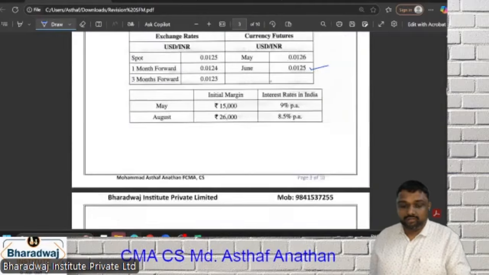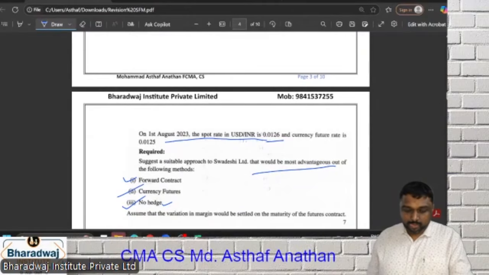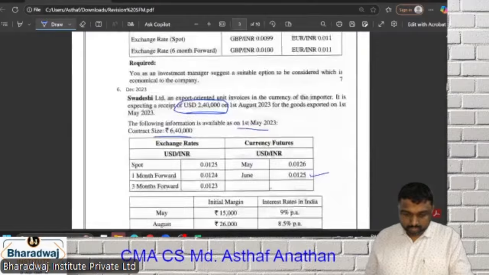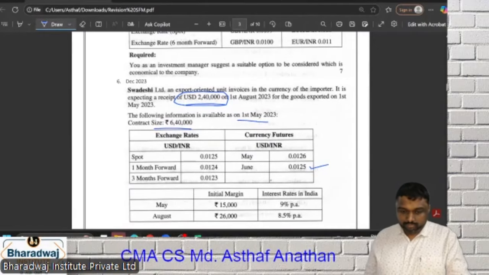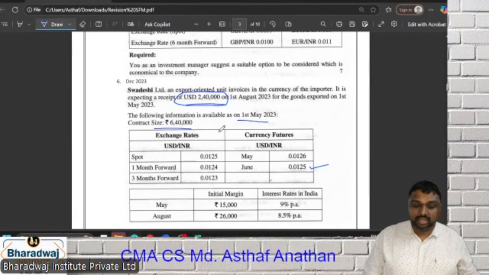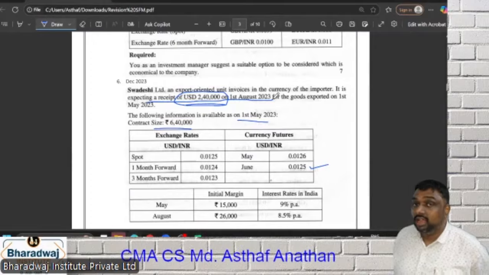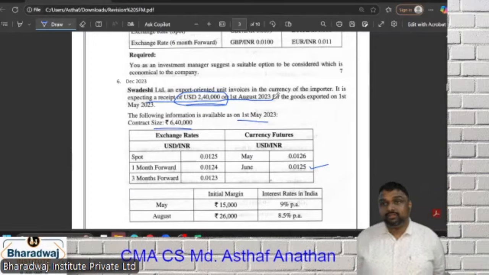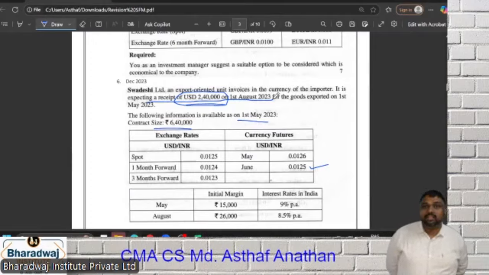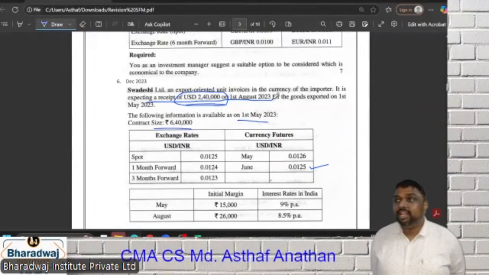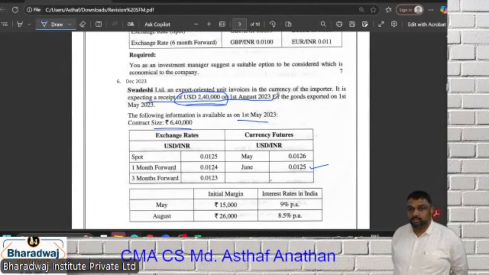Come on, friends, please try. How do you know it is August 1st? They have given that a receipt is expected on 1st August. It is given in the heading itself. So the 1 month forward is given for confusion. The relevant one is the 3 month forward.